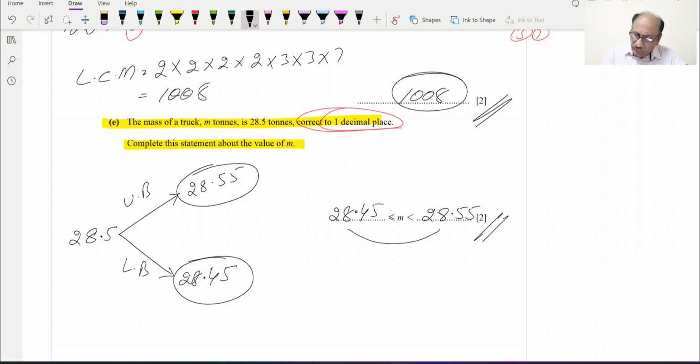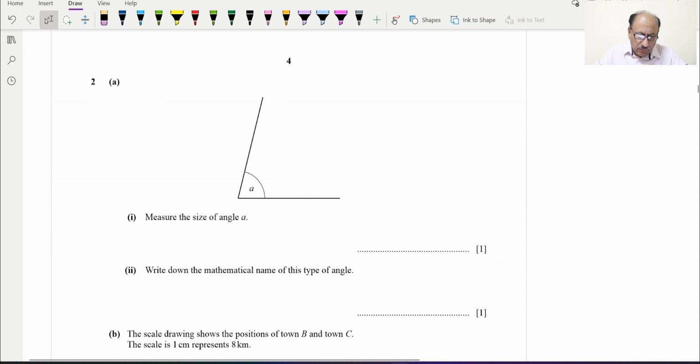Keep in mind, if you switch these two numbers, it will be wrong, and they will penalize, and 1 mark will be deducted in that case. So be careful in this. Now question number 2, and the question number 2's A part says, measure the size of the angle.